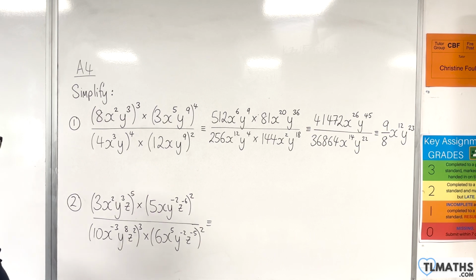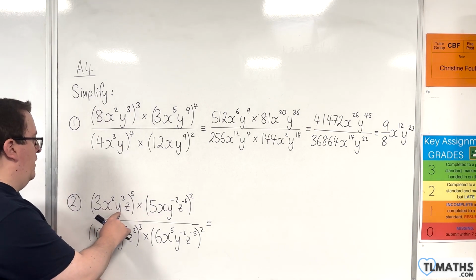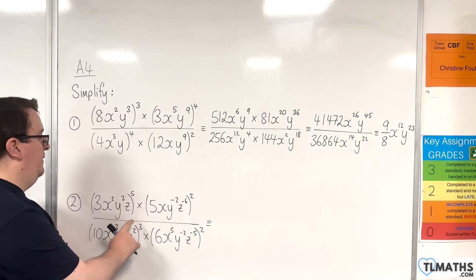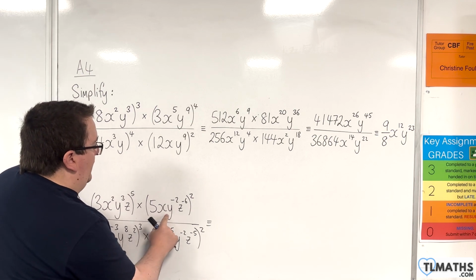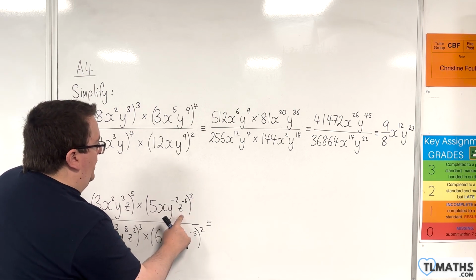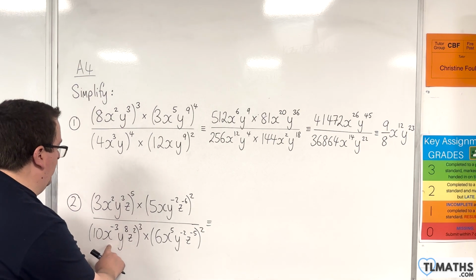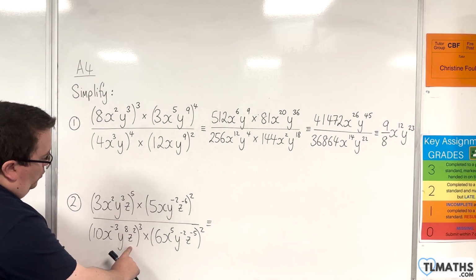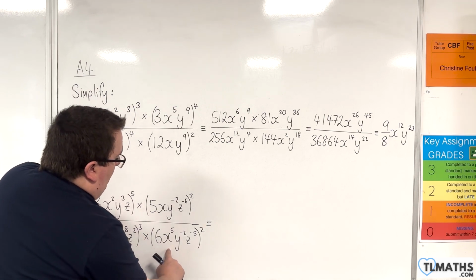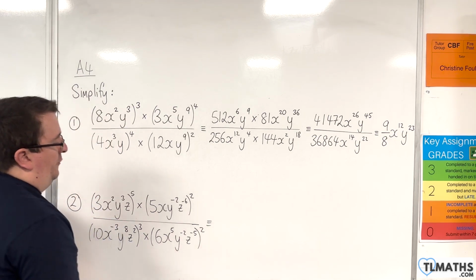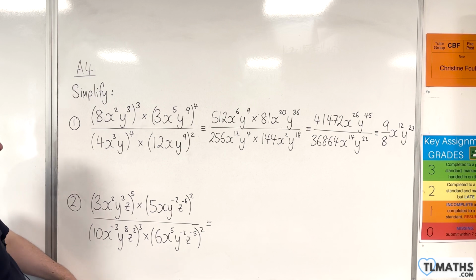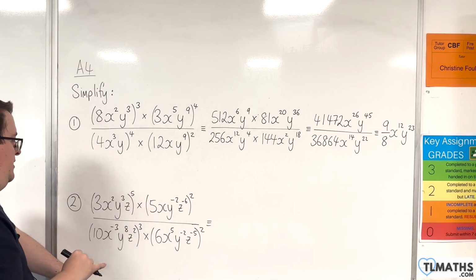Okay, example number 2. We have (3x squared y cubed z) all to the power 5 times (5x y to the minus 2 z to the minus 6) all squared, divided by (10x to the minus 3 y to the 8 z squared) all cubed times (6x to the 5 y to the minus 2 z to the minus 5) all squared. So we'll deal with each bracket in turn.